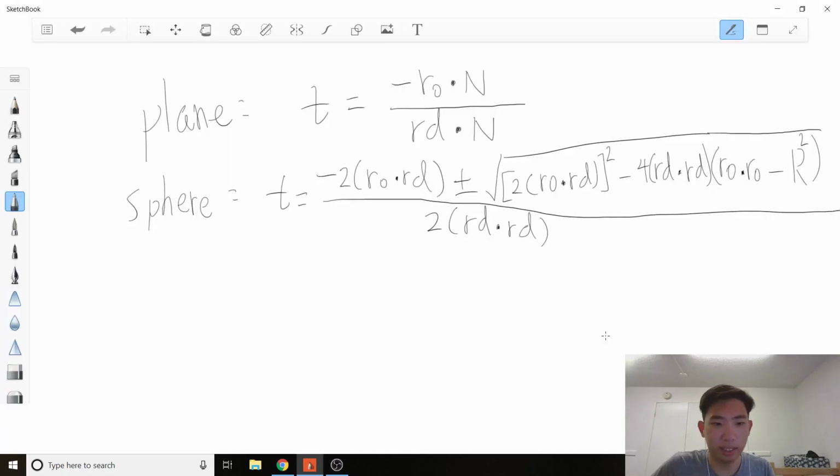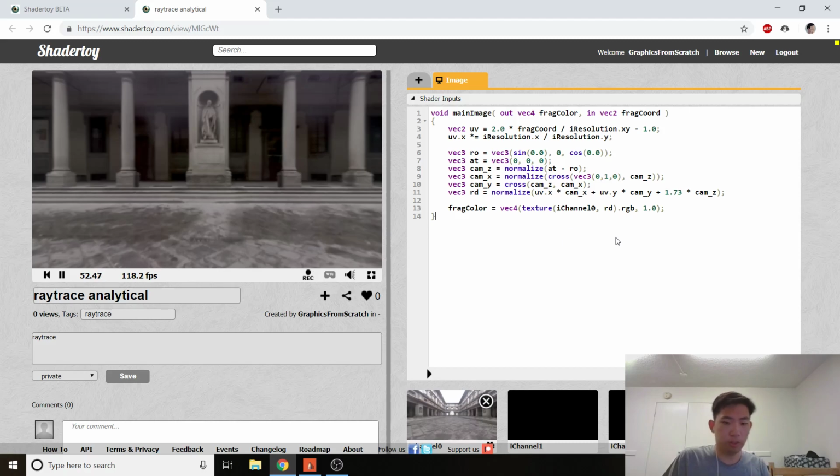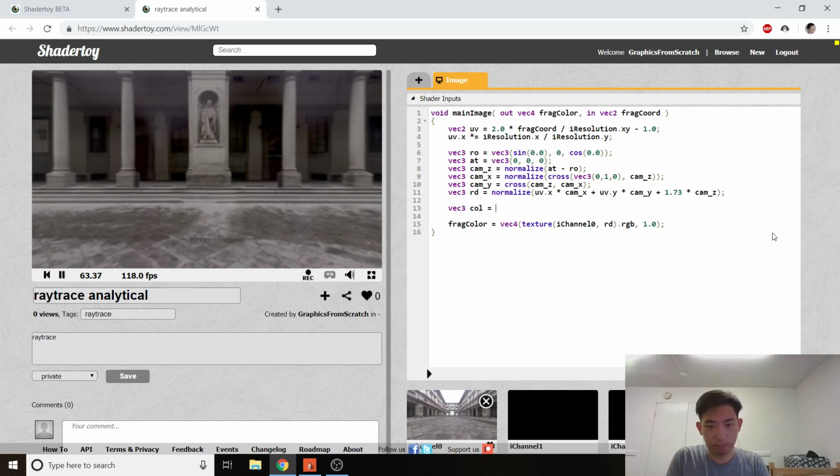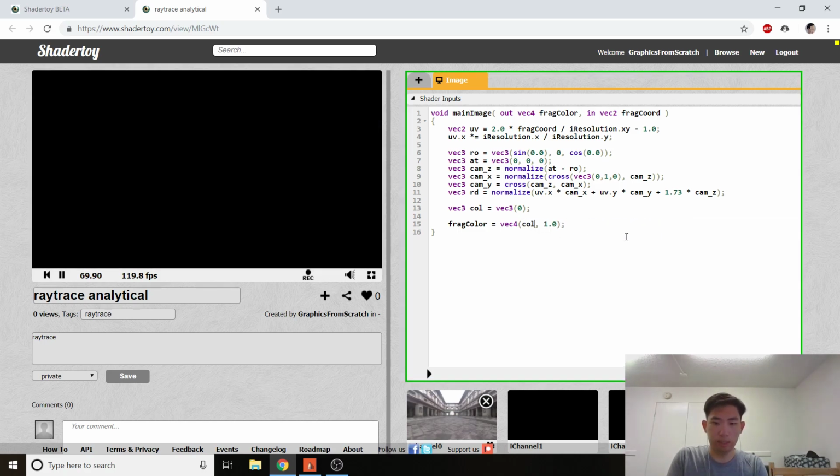In this video, we're going to move on to the implementation of the analytical intersection solution that we've derived, the plane equation and the sphere equation. So I've created a new shader with the exact same code from the camera model. The first thing I'm going to do is create a new color vector that's completely black. I want to get rid of this cube map since we're already done with it.